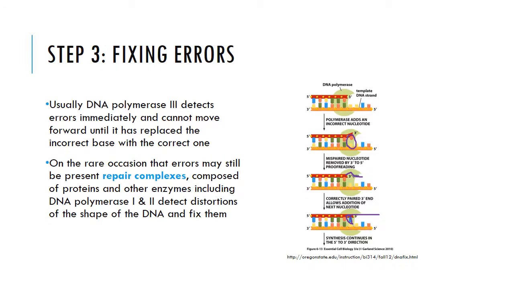And please note here, you may be wondering how it knows which side, but there's actually, in this complex, chemical signatures by which it can tell which strand is the new and which is the old. So it will take out the base that's incorrect in the brand new strand, assuming that the template strand is correct. So pretty clever.